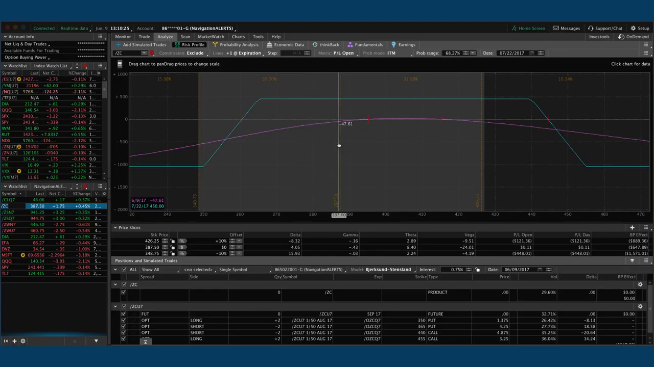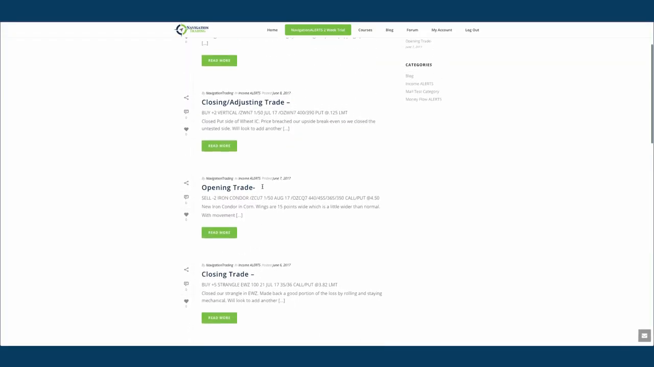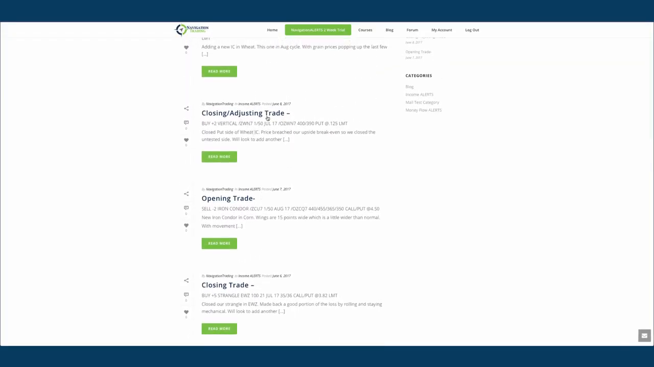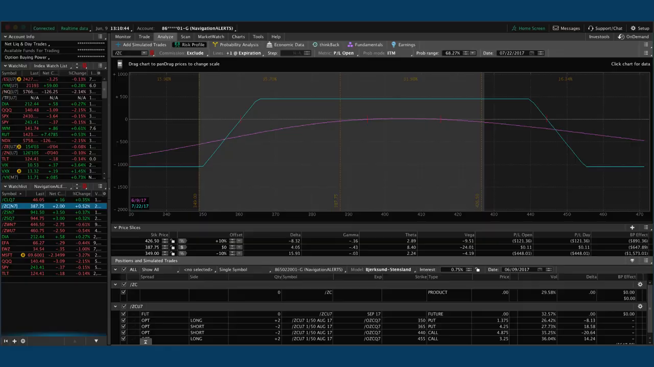So here's the iron condor in corn. You can see it's still well within our range. Nothing to do there yet. Next trade was a closing adjusting trade in wheat. So we closed out the put side of our wheat iron condor. Price breached to the upside, so we took off the untested side, just like we teach in the course.